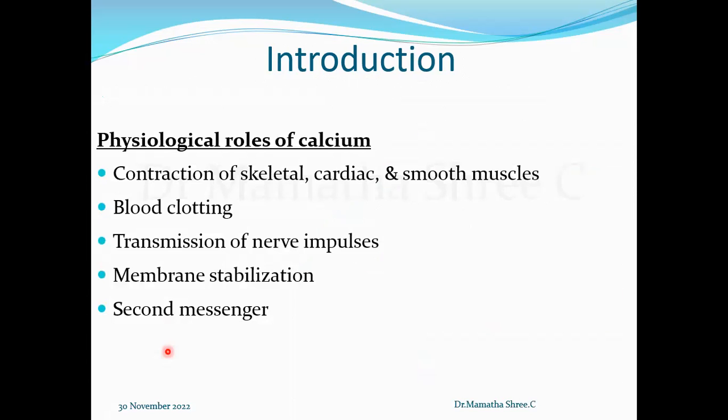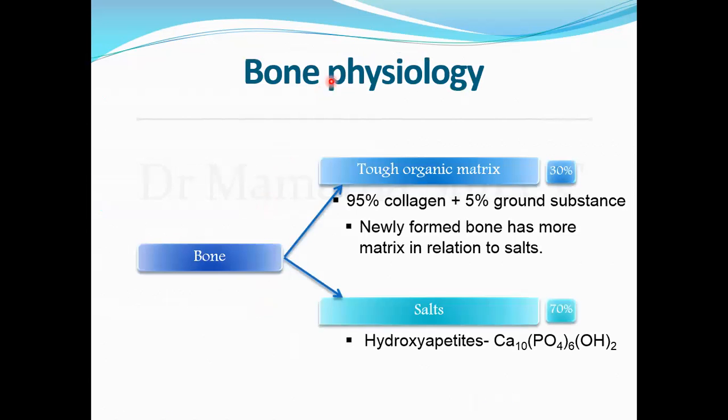And why do we need to study about calcium homeostasis? Because calcium serves a lot of physiological roles in our body, like contraction of skeletal, cardiac, and smooth muscles. It helps in blood clotting, in the transmission of nerve impulses. It helps in membrane stabilization. It also acts as a second messenger.